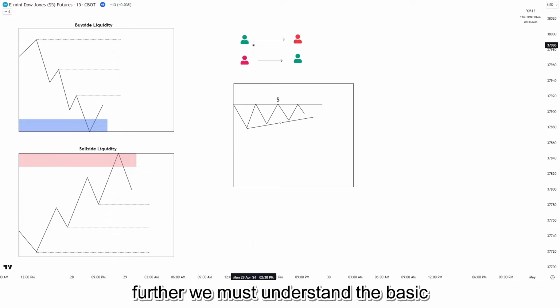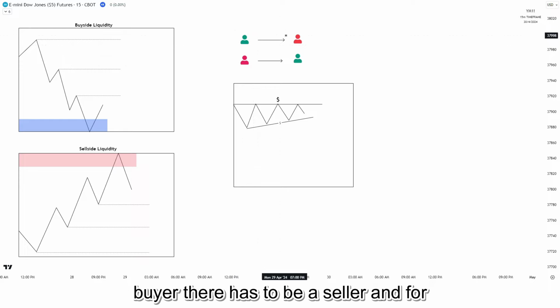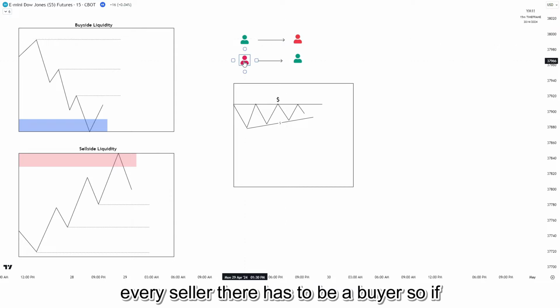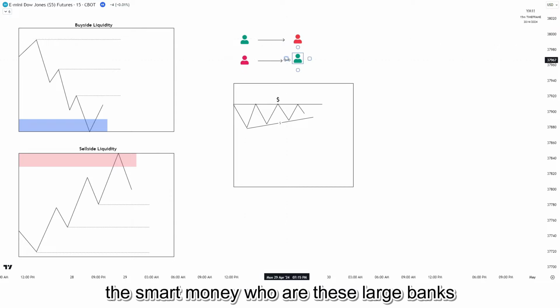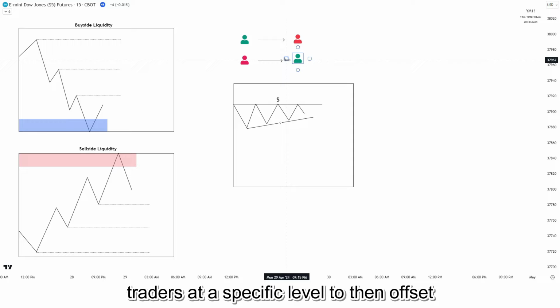So to go further, we must understand the basic principles of an auction market. For every buyer, there has to be a seller, and for every seller, there has to be a buyer. So if the smart money, who are these large banks and institutions, are going to move the markets millions and billions of units at a time, they're going to need an influx of trapped traders at a specific level to then offset their positions too.